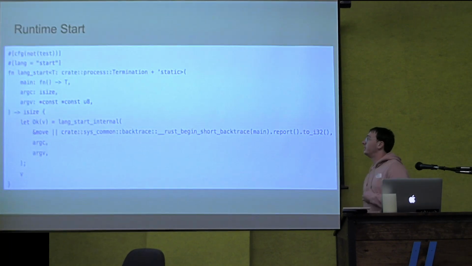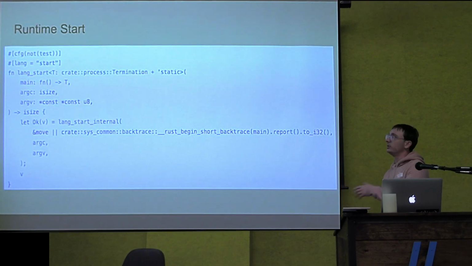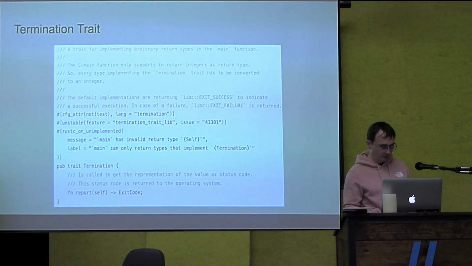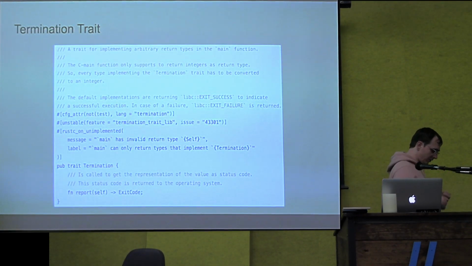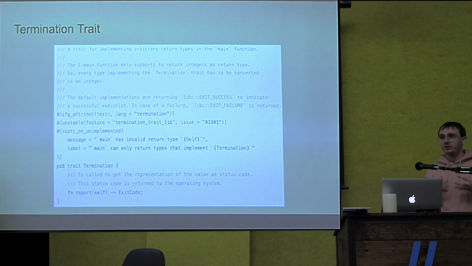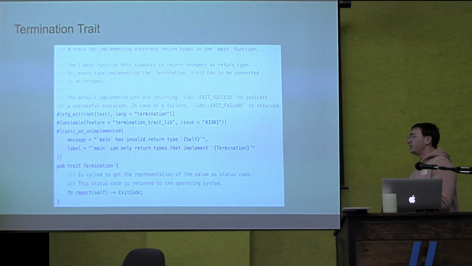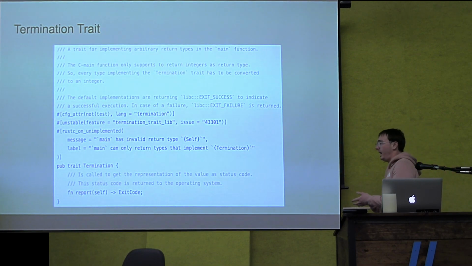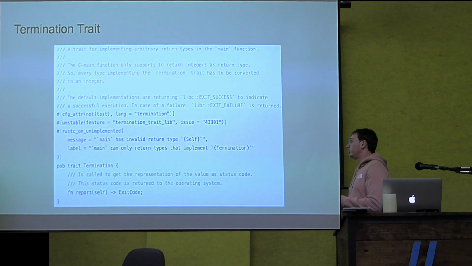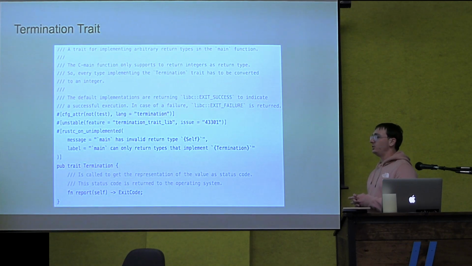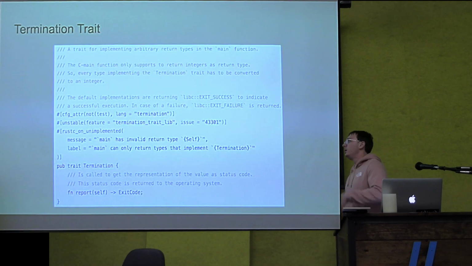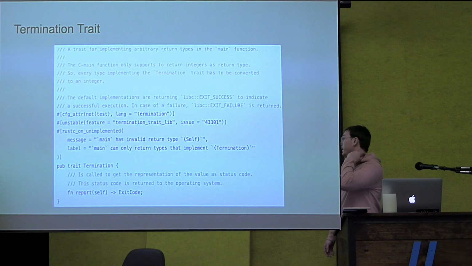and also has a static lifetime, so lives throughout the duration of the program execution, right? So if we look at the termination trait itself, termination is very straightforward. It's an object that essentially has an exit code associated with it. In this case, this is just going to be an int32 exit code, and it implements this report function that tells you, okay, here's the exit code that I'm essentially returning.